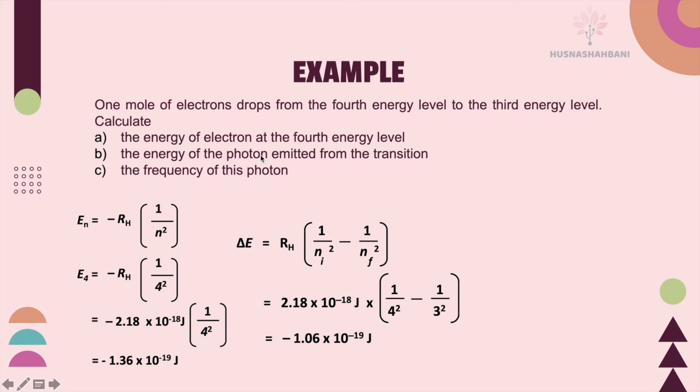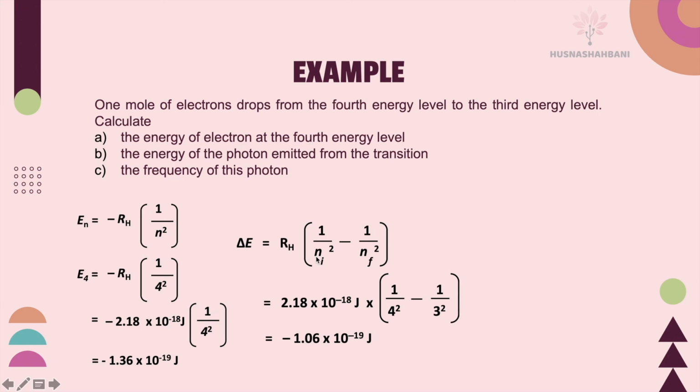The energy of the photon emitted from the transition. The keyword is emitted, so we know it goes from a higher to a lower energy level. If it's from lower to higher, it will be absorbed. So emitted makes sense because it goes from the fourth energy level to the third. This is an electron transition, so we use delta E because the value of n changed, the energy level changed.